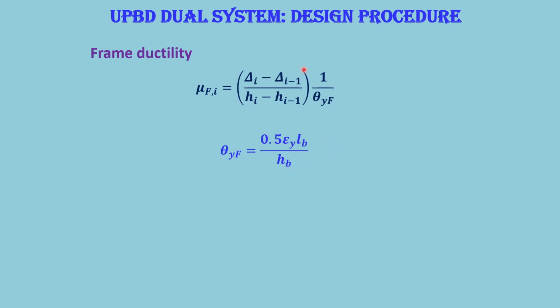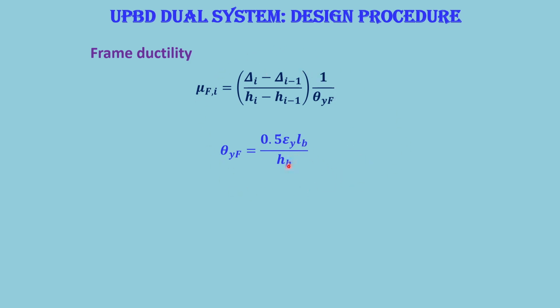Now we find the ductility in the system. Ductility will be there in the frame and ductility will be there in the wall. From the ductility we shall find the damping. From the damping we shall be finding the effective time period. So frame ductility is given by this simple formula, delta_i minus 1 divided by H_i minus 1 multiplied by 1 by theta_YF. Theta_YF is the yield rotation of the frame given by 0.5 epsilon_y L_B by H_B. L_B is the length of beam, H_B is the depth of beam. So in the frame, beams are there which undergo ductility, undergo plasticity. So the beams are only involved here.